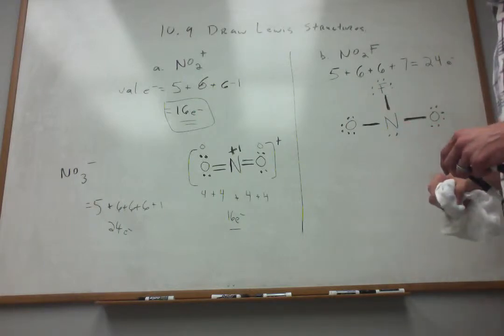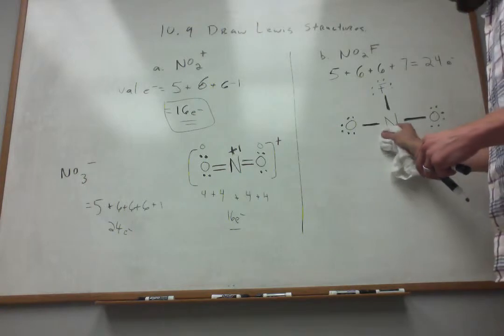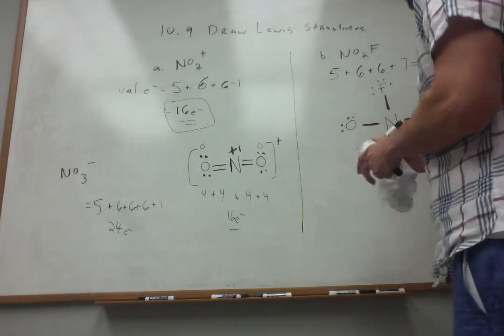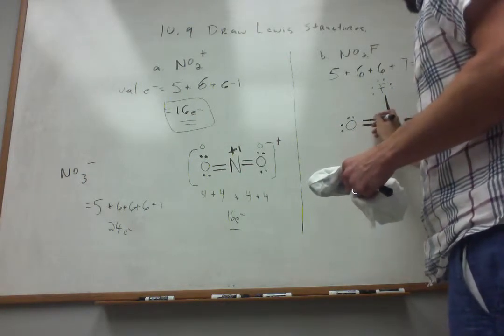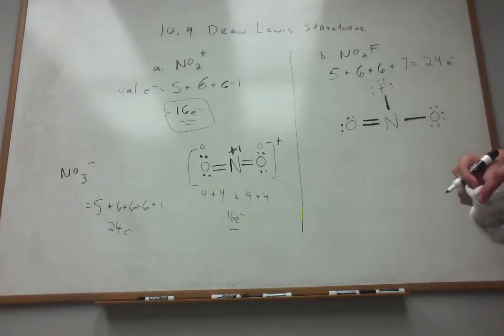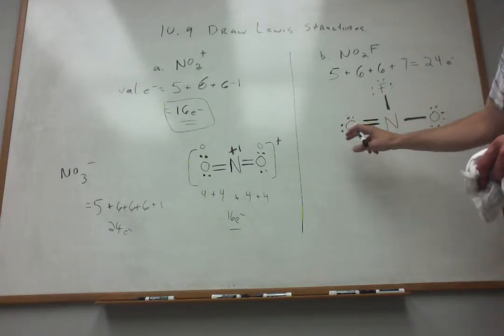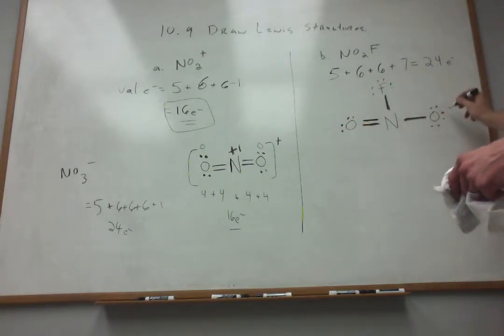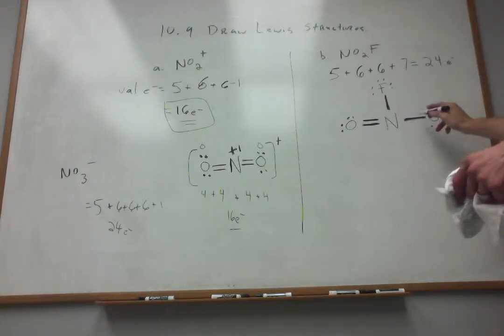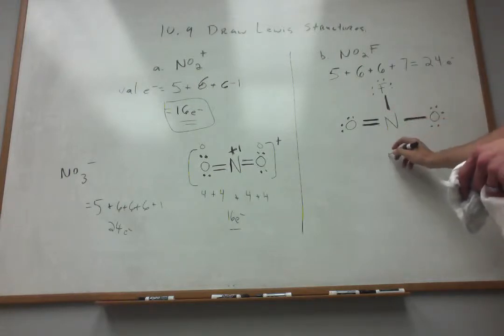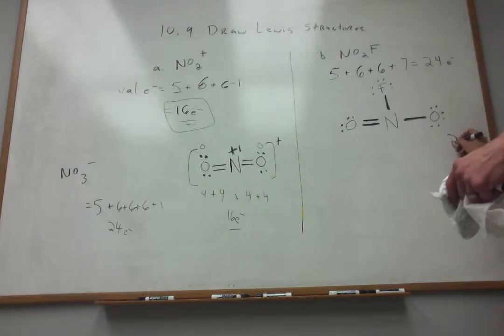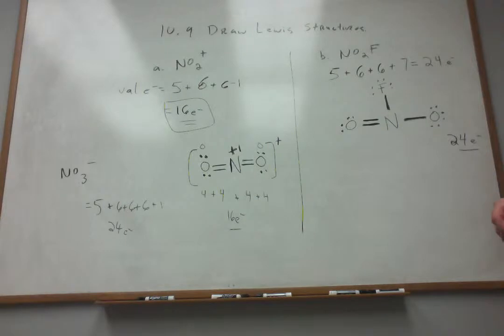But oxygen usually likes to form 2 bonds. So one thing I could do is add a second bond here, a pi bond. And then if I did that, I would have 2, 4, 6, 8, 10, 12, 14, 16, 18, 20, 22, 24. Now this structure uses 24 electrons, and that's what I had. So that would be a valid Lewis dot structure for this compound.